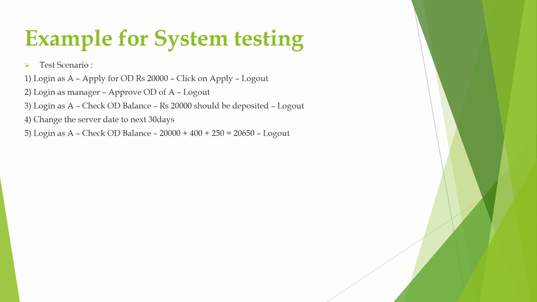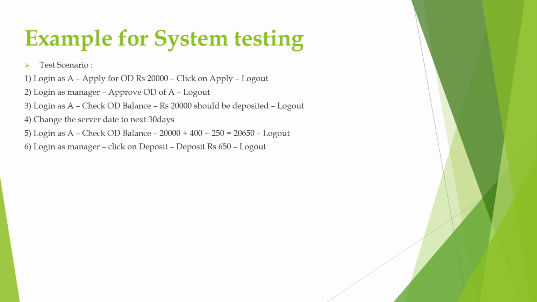Then we'll change the server date to the next 30 days. We'll log in as customer A. We'll check the overdraft balance. Here we should get the balance of 20,650. That is 20,000 principal, 400 for the interest and rupees 250 for the activation fee. If the balance is 20,650, we'll check it and we'll log out.